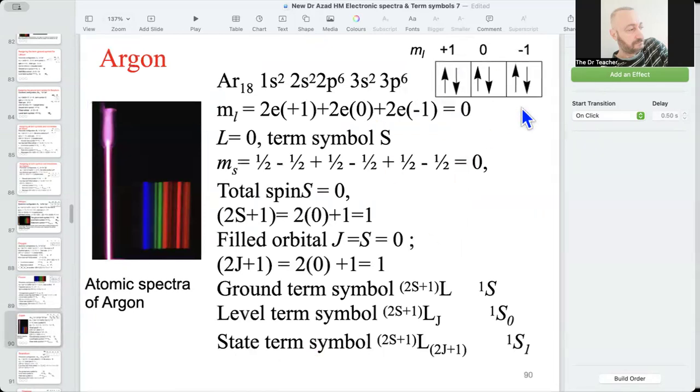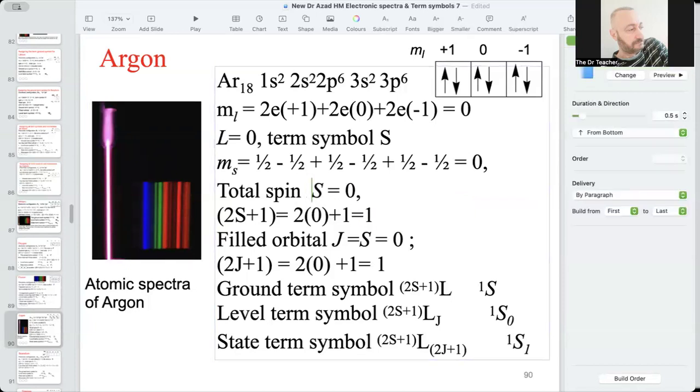Argon, filled. So J equals S. Okay, so for S here, the total spins are half, minus half, half, minus half, half, minus half. In total it will become 0. So when ML is 0, the term will be S. And when the MS total is 0, the total spin will be 0. So L is 0, S is 0.